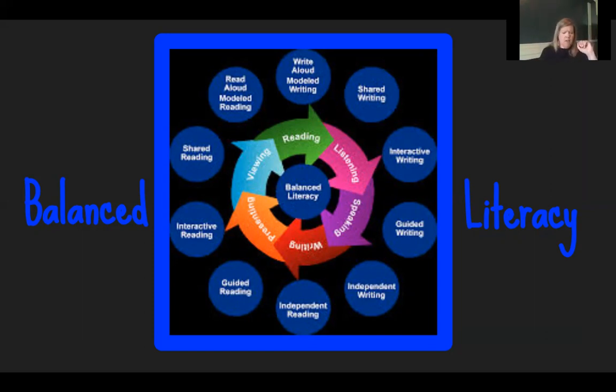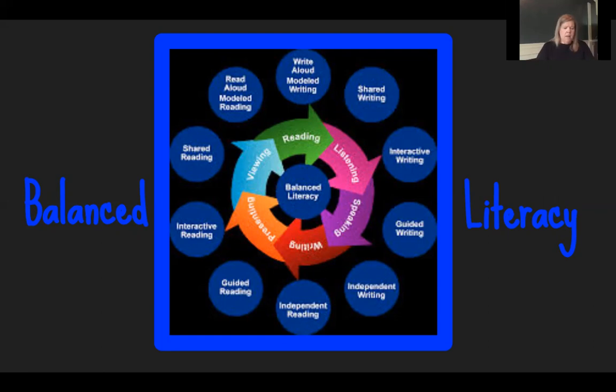And so in the whole language approach, literacy skills are taught in context. Phonics, they're really taught out of context. So the balanced literacy approach focuses on all the different components of literacy at the same time: reading, listening, speaking, writing, presenting, and viewing, that visual literacy. And it also makes sure that within that instructional model, there is a place for shared work, there's a place for guided work, for interactive work, and then independent work throughout the teaching.